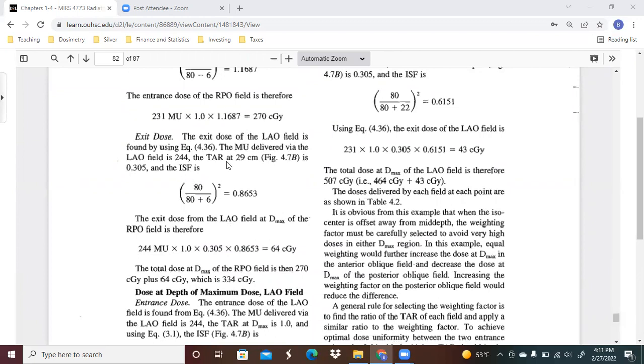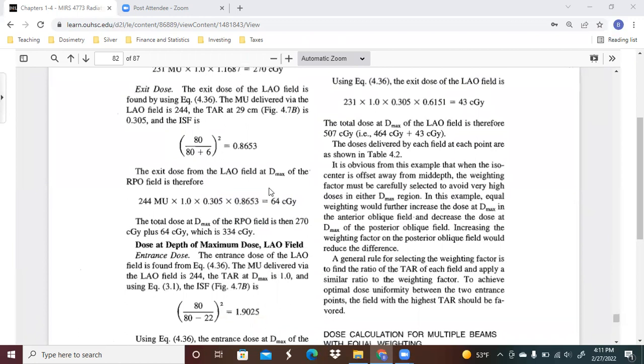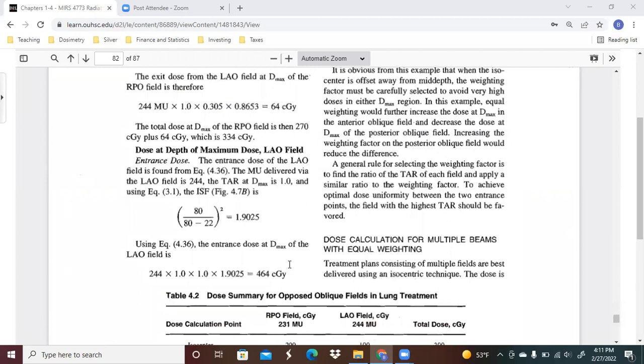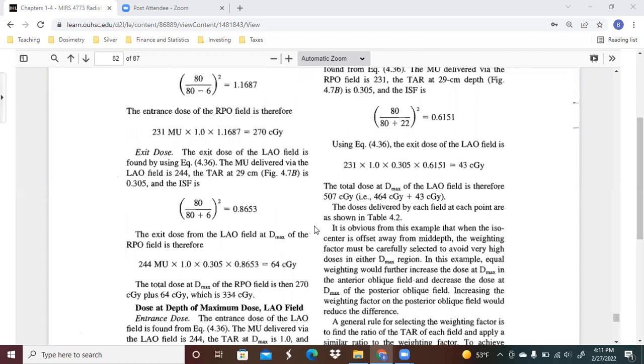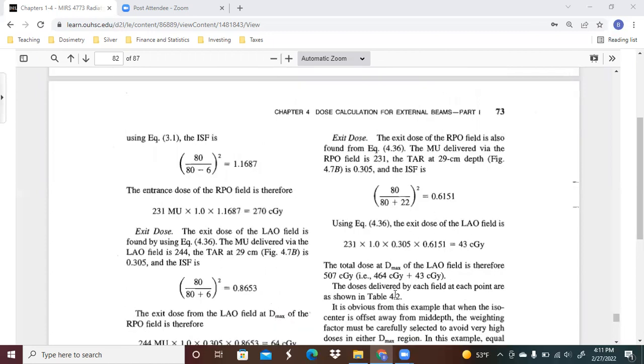we're using the factor here of 0.305 for this TAR. We're also saying that the inverse square factor is this, and therefore the exit dose turns out to be this. So the total dose at Dmax for the RPO field is 270 plus 64, and you end up with 334. For the LAO field, you go through many of the same calculations here as well. Adding them together, you come up with 507.